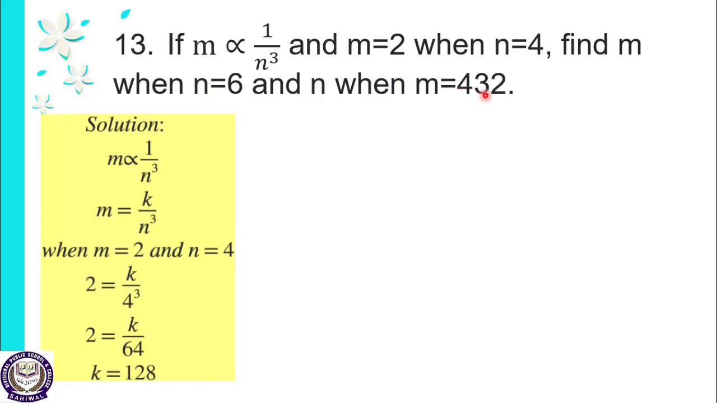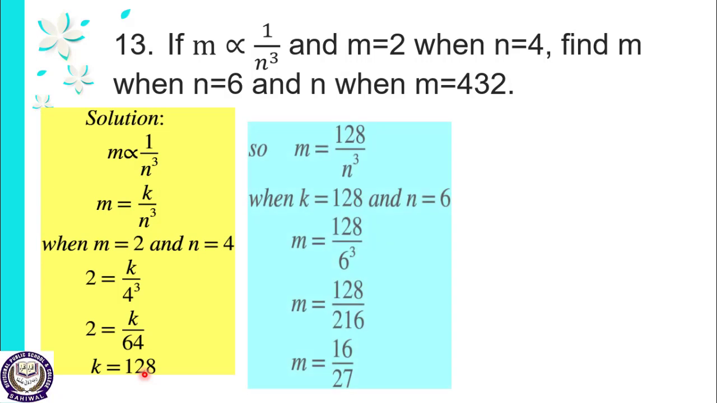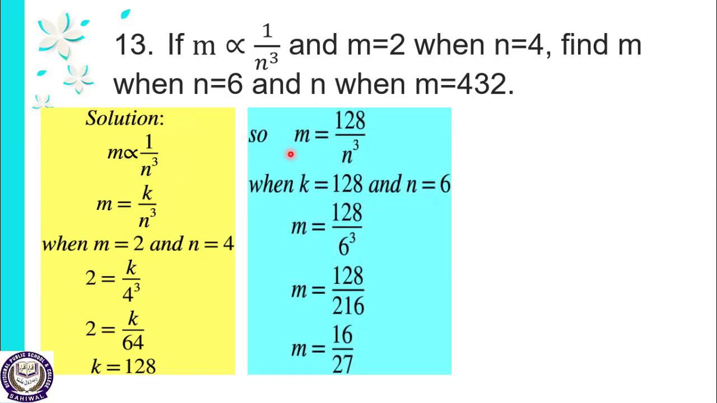For this, we know that m varies inversely with n cube. So m is equal to k over n cube, replacing the proportionality constant in place of the sign of proportionality. When m is equal to 2 and n is equal to 4, we get the value of k, that is 128. So we can say that m is equal to 128 over n cube.